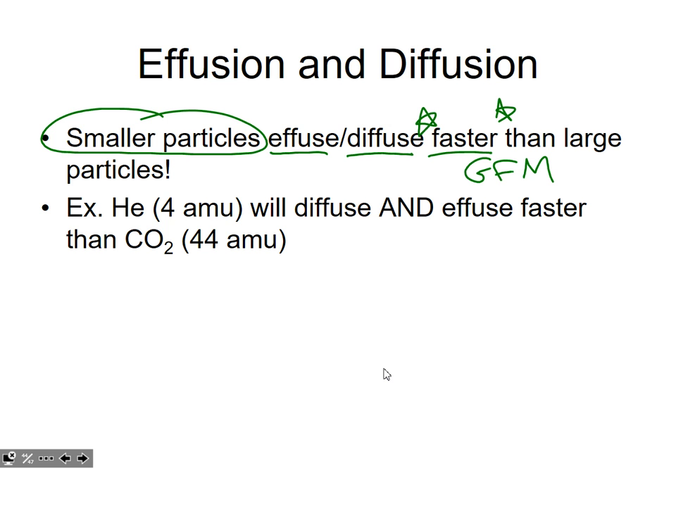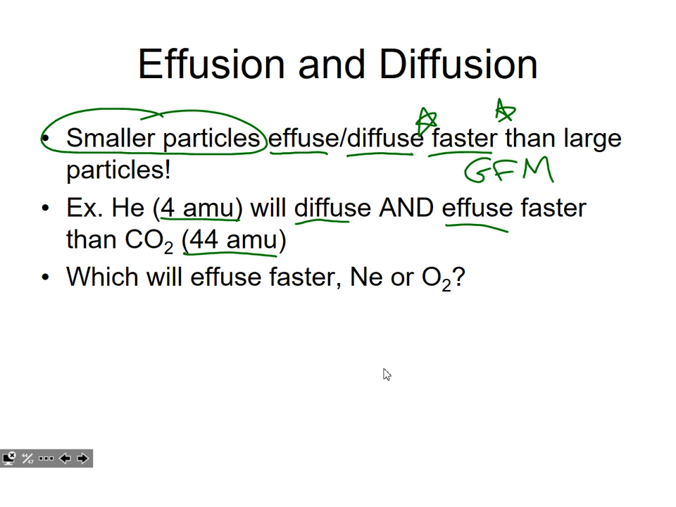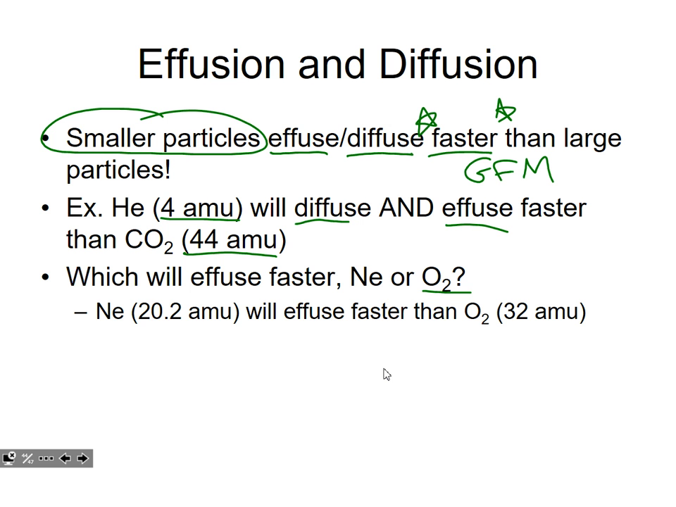So for example, helium, which has an atomic mass of 4 AMU, or 4 grams per mole, will both diffuse and effuse faster than carbon dioxide, which has a GFM of 44. Because that 4 for helium is smaller than the 44, the helium is going to be both effusing and diffusing faster. So just as an example, which will effuse faster, neon or oxygen? Well, again, we're looking up gram formula masses. Now with the O2, remember, you've got to double the oxygen, so we're not going to do 16, we're actually going to do 32. So neon is going to effuse faster because neon's mass is smaller, 20.2 AMU versus 32 AMU. It will also diffuse faster. So the small things are faster in both cases.